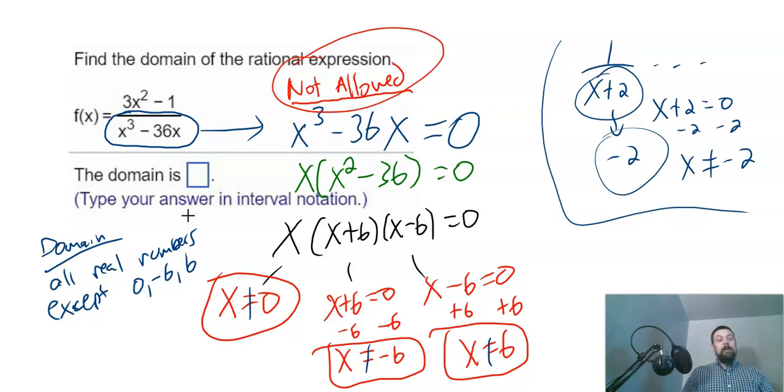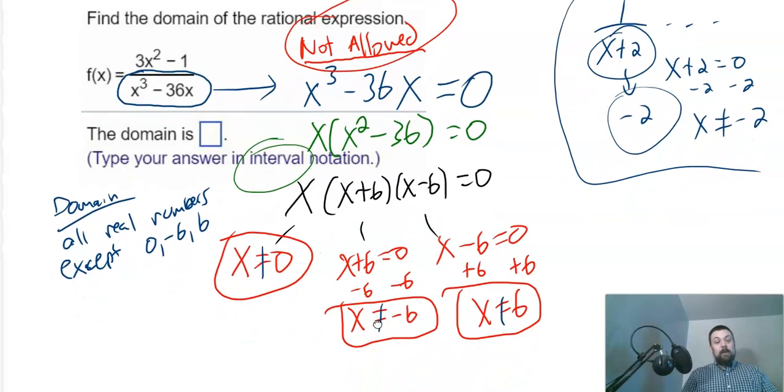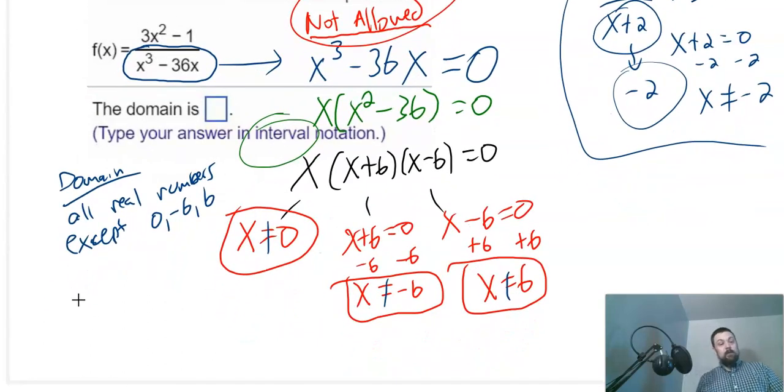So unfortunately, this is acceptable really, but this is not the format of the domain that MathXL or MyMathLab is asking for here. It wants the answer in interval notation, right? So I think the easiest way to get the domain in interval notation is to graph it on a real number line. So I'm not graphing this function, I'm just mapping out the domain on a real number line, right?